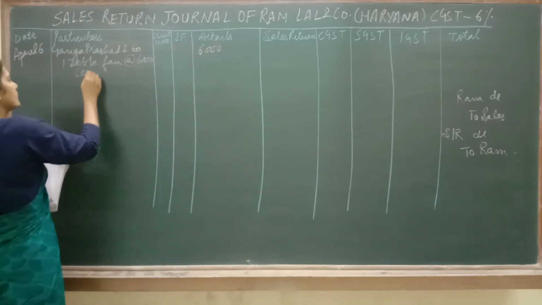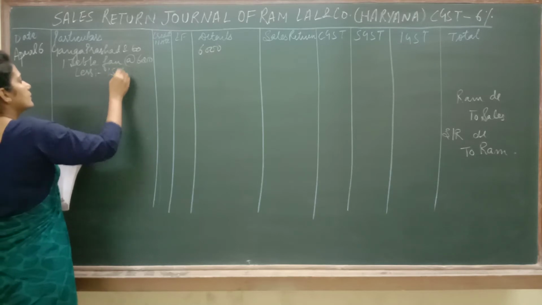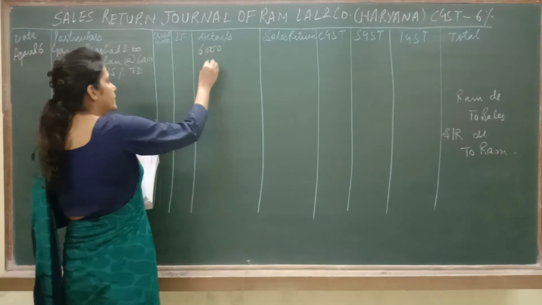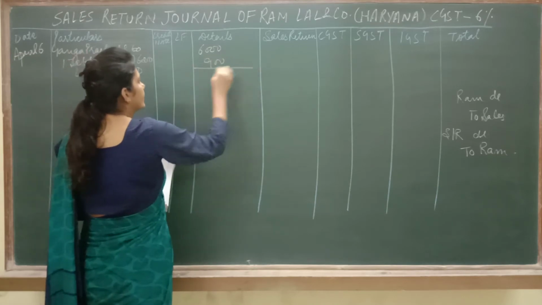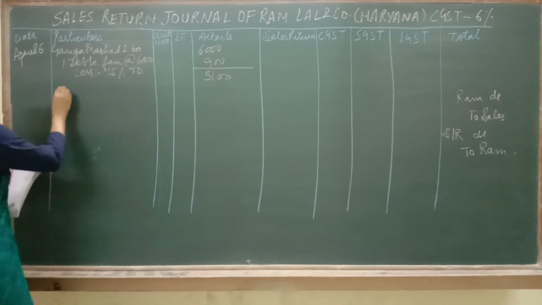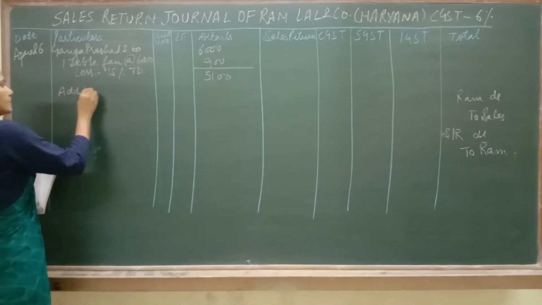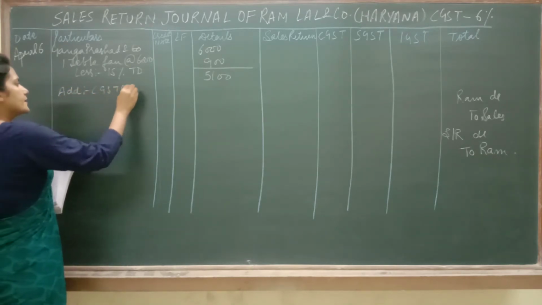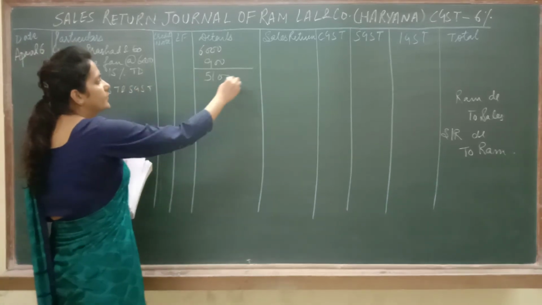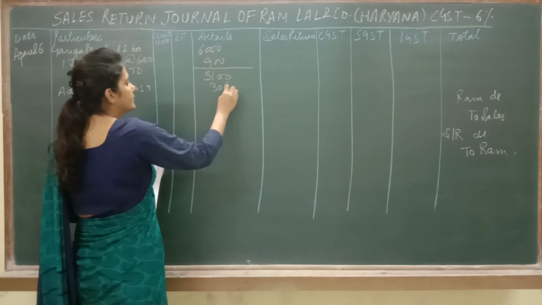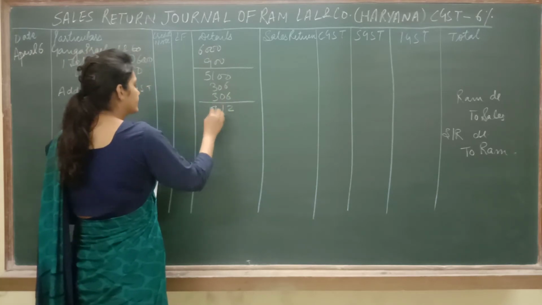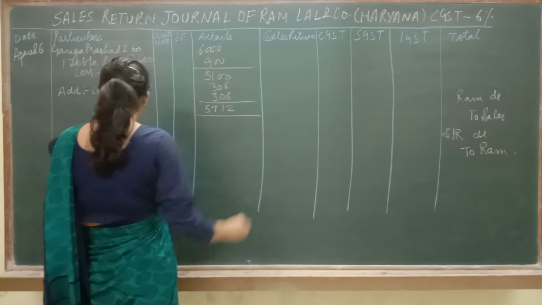Then write 6,000 here. Then less 15% trade discount. 15% of 6,000 is 900, so it will be 5,100. Now we have to add CGST and SGST. It will be 6% of 5,100, so 306, 306. Then the total will be 5,712.